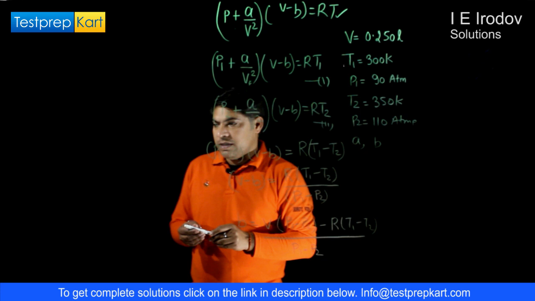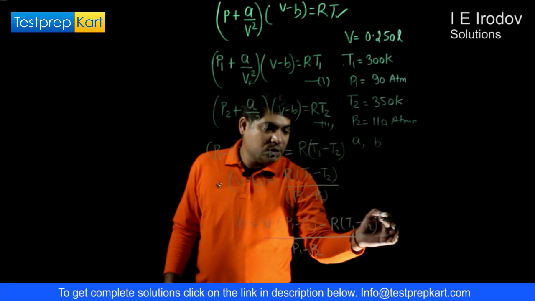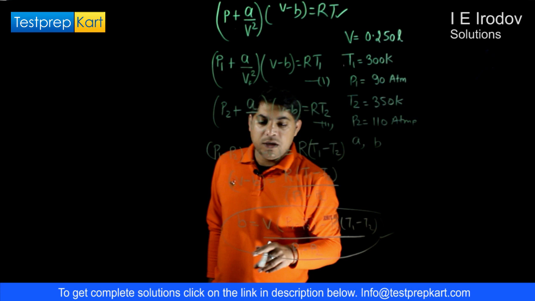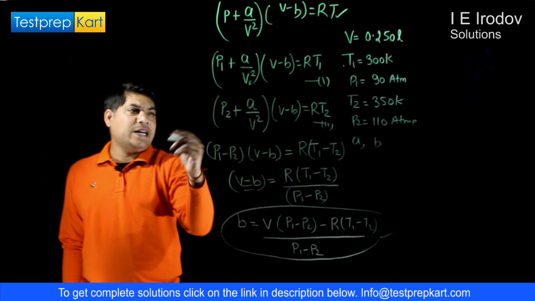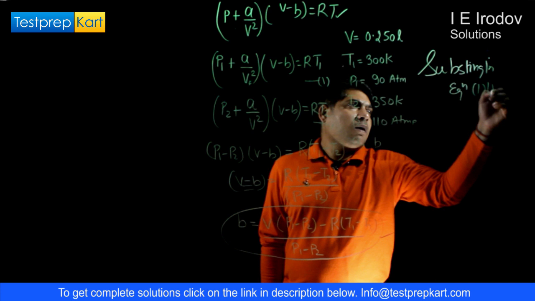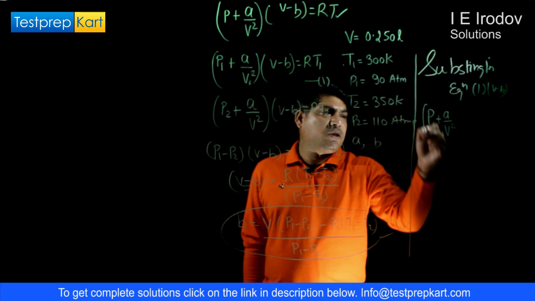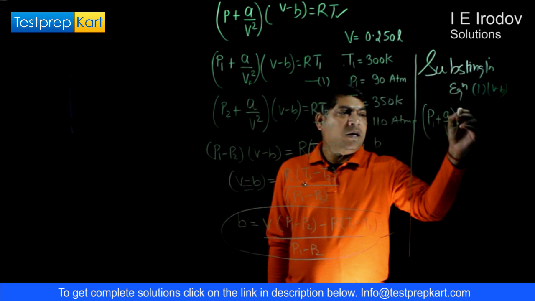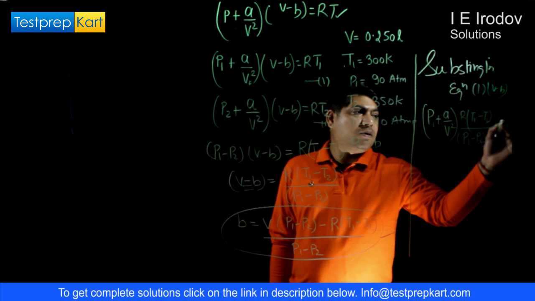Now let's store this value. Right now we are not going to substitute the numericals. So this is our first variable in terms of known values. Now second, if you put this V minus B in any of the equations, let's put it in equation number 1, what will we get? Substituting the value of V minus B in equation 1, we get P1 plus A over V square into this term V minus B, that is R into T1 minus T2 over P1 minus P2, and that is equal to R T1.